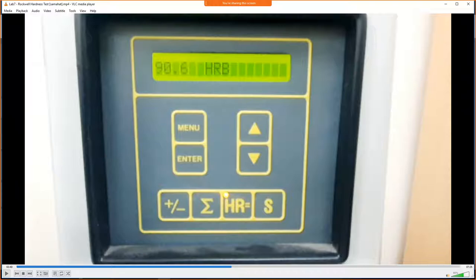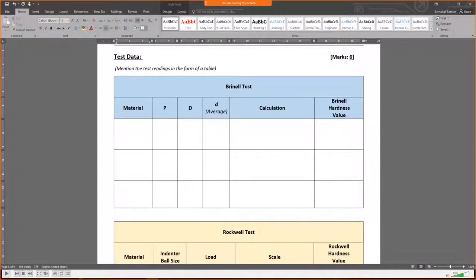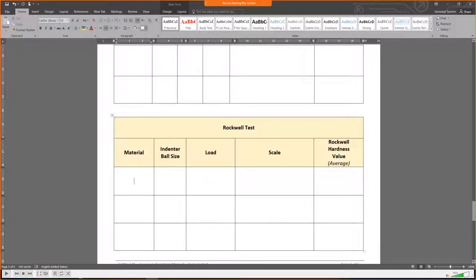So 90.6 HRB. The first value was 88, the second value was 90. What you have to do in your lab report is take the average value of them. Let me show you quickly the lab report as well. In the Rockwell test, the first material was steel. The ball indenter size was a 1/16 inch steel ball, or steel sphere, as written in the PowerPoint. The load value we applied for steel was 100 kilograms. The scale, automatically selected by the machine, was HRB.